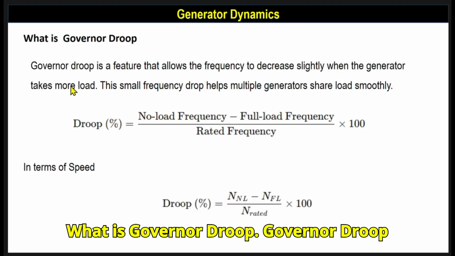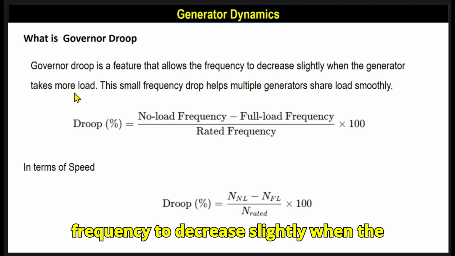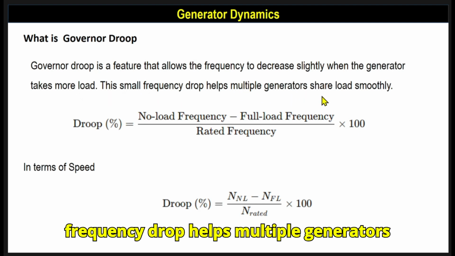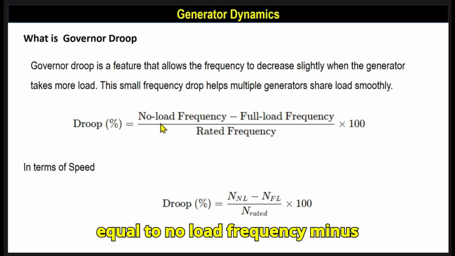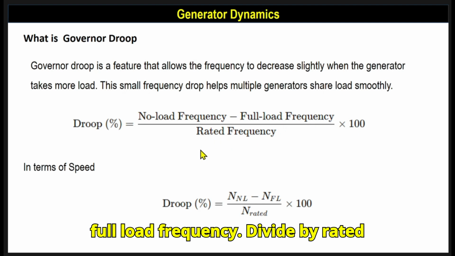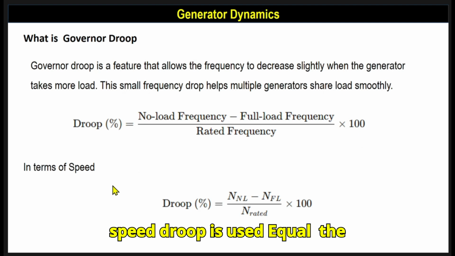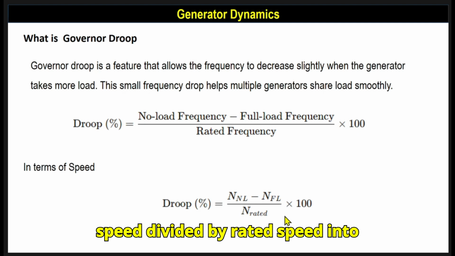What is governor droop? Governor droop is a feature that allows the frequency to decrease slightly when the generator takes more load. This small frequency drop helps multiple generators share load smoothly. Percentage drop is equal to no load frequency minus full load frequency divided by rated frequency into 100. In terms of speed, drop is equal to no load speed minus full load speed divided by rated speed into 100.